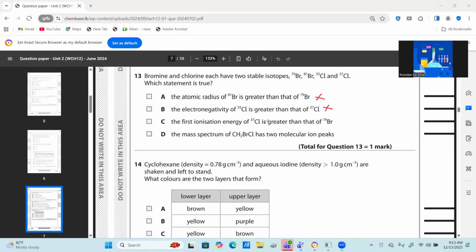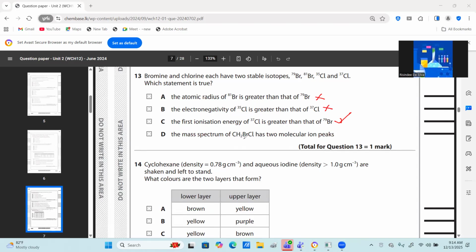First ionization energy, that also depends. Okay. First ionization energy of chlorine is greater than that of Br. That is correct because we know chlorine is in the 3rd period. Br is in the 4th period. So Br has 1 extra energy level and the outer electron is further away from the nucleus. So we need to give only less energy.